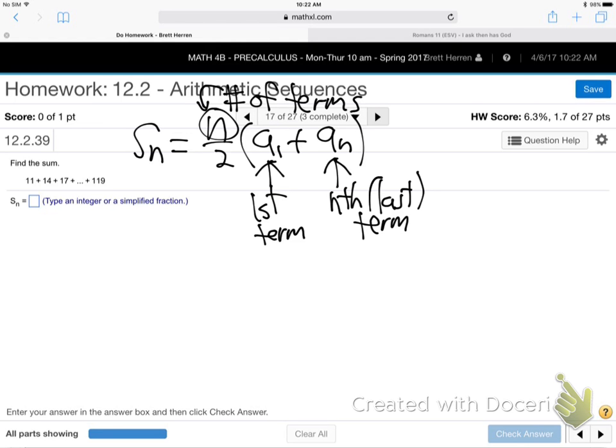N is the number of terms. I want to tell you what the players in the game are. N is the number of terms. A1 and An are the first and the last terms. Okay, so here we go.